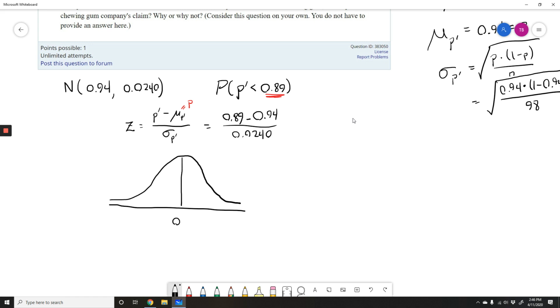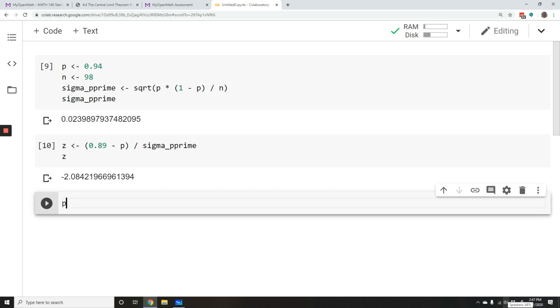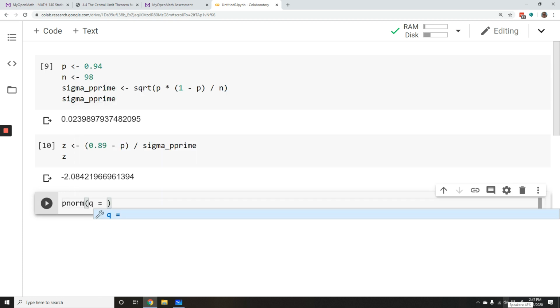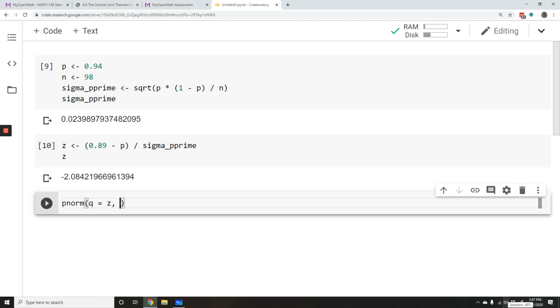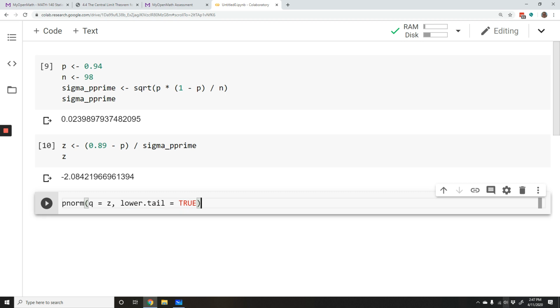So we're saying the population proportion, we're assuming that it's 0.94. We want to find the probability that we get something less than 89%, 0.89. So we want the area over here. So we're going to use pnorm. We found our z-score. We stored it in the variable z, so I could just plug in z. And lower tail is going to be true.